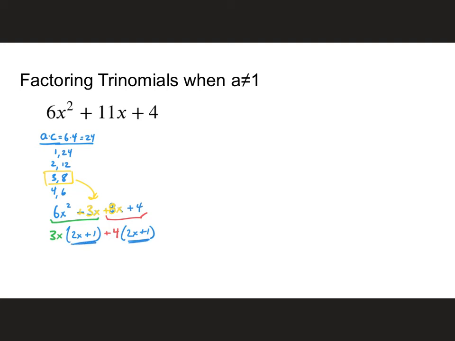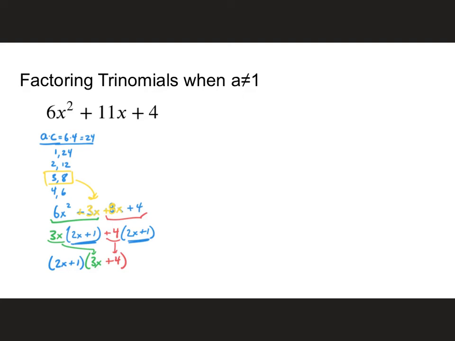And if they don't, you need to go back to the drawing board. You probably made a mistake. Since they do, that is one of our factors of this quadratic equation. The other turns out to be the leftover terms that are in front, the 3x and the 4. Again, I got that from here, that goes here, and I got the 4 from right here.